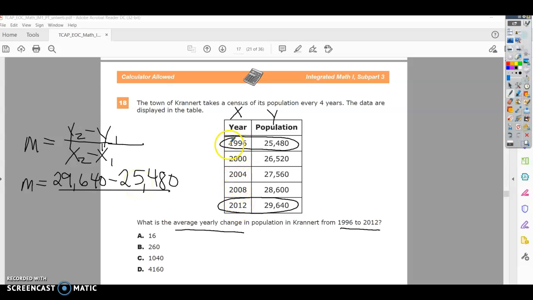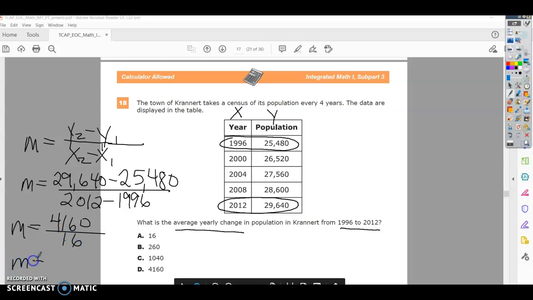And then I have to do my difference in x's. So I'm going to do 2012 minus 1996. All right, when I simplify that, I simplify what's on top, 29,640 minus 25,480, and that gives me 4,160. And then 2012 minus 1996 is 16 years.